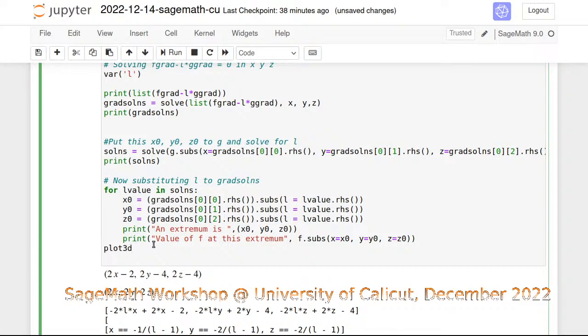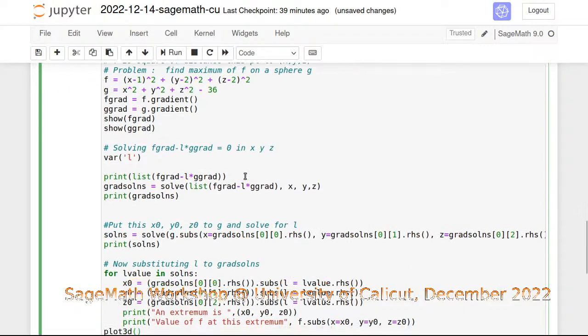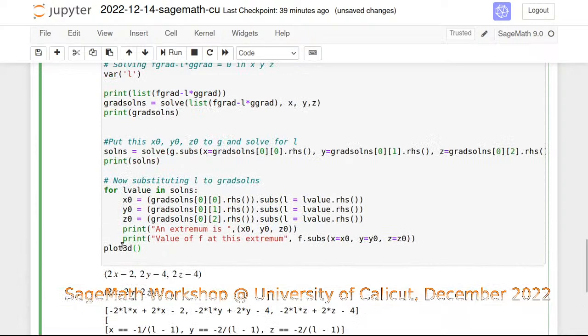Plot 3. So what are we supposed to plot first? Let us plot the point 1, 2, 2 first of all, color black, size say 50, because otherwise that point seems to be really small.